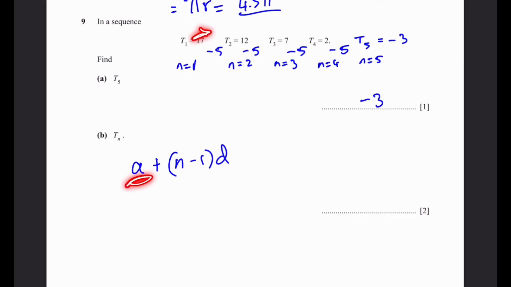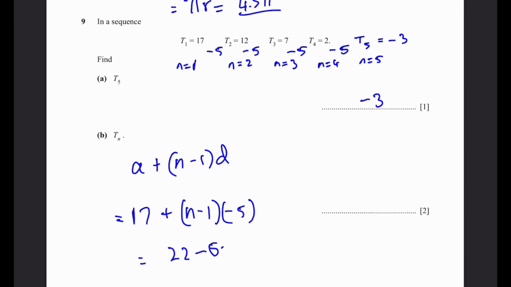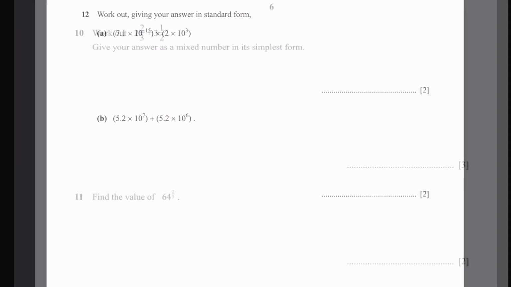A is the first term, which is 17, and d is just the common difference, which is in this case negative 5. And therefore, we just simplify this: 22 minus 5n. That's our final answer. Let's go to question 10.